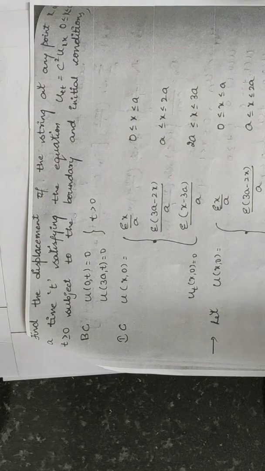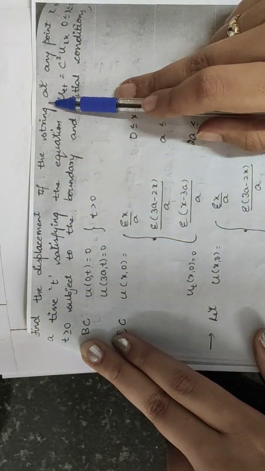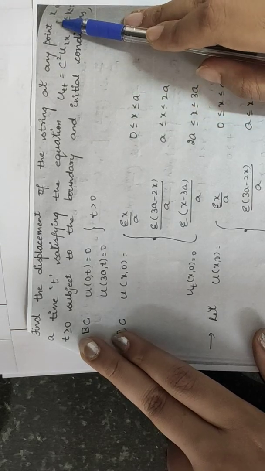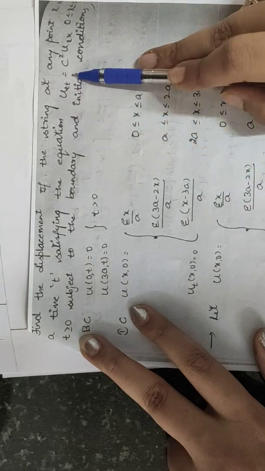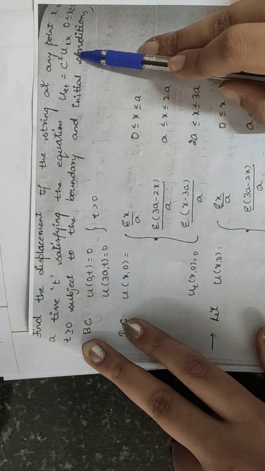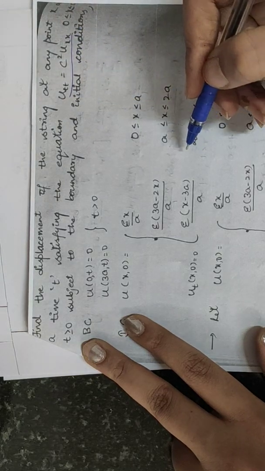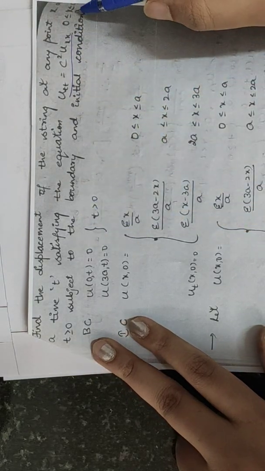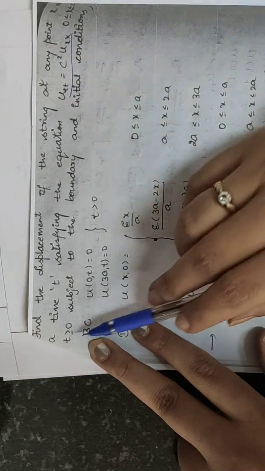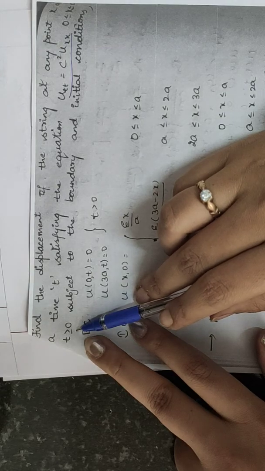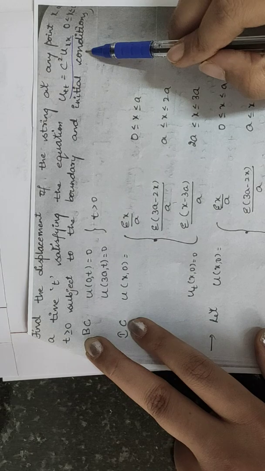Let's move to the next problem now. The problem statement says: find the displacement of the string at any point x at time t satisfying the equation utt is equal to c square uxx. This is nothing but my wave equation. Here x is varying from 0 to l, t is greater than or equal to 0. This equation is subjected to a boundary condition as well as an initial condition.